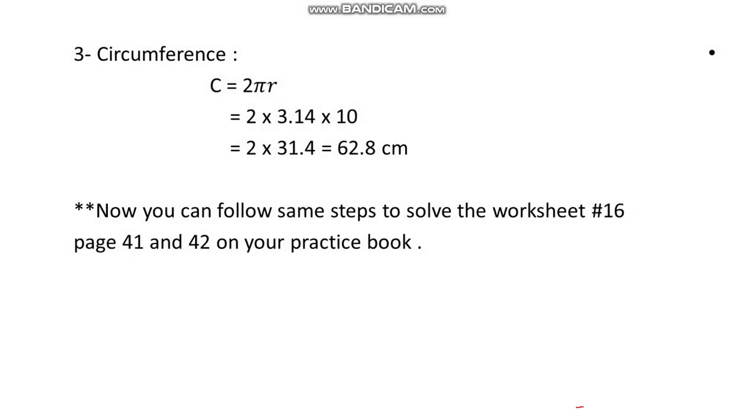In the same way for circumference, it is 2 times 3.14 multiplied by r, where r is the radius, and we can find the circumference. So now the assignment given for you today: in the practice book, take worksheet number 16, pages 41 and 42. You are supposed to find the circumference and radius of the circle. Please finish it off. Okay, thank you.